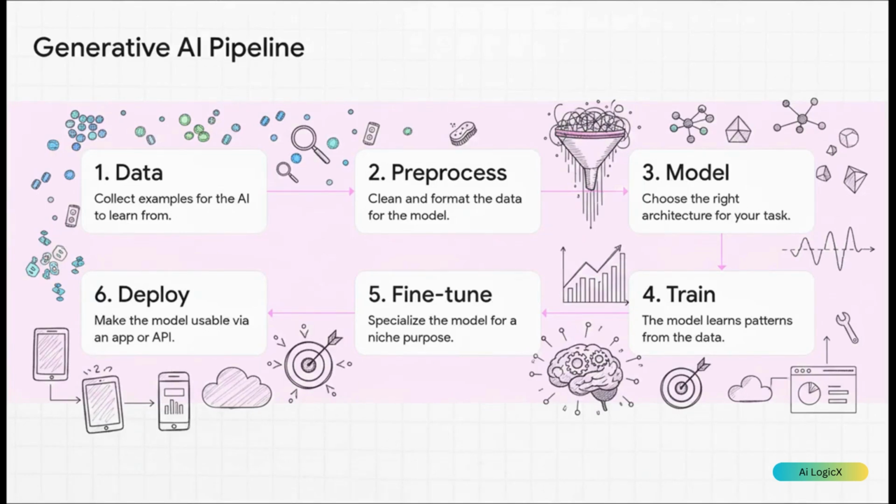So that whole process can be boiled down to this one simple pipeline. If you're going to remember one thing, remember this. You start with data, you pre-process it, you pick your model, you train it, then you often fine-tune it for a specific task, and finally you deploy it so people can actually use it. Every single generative AI follows this path.